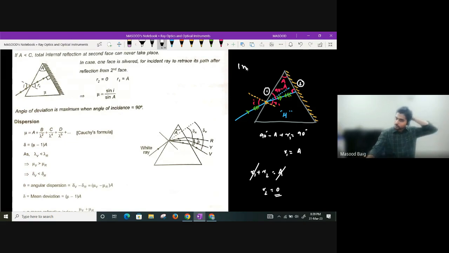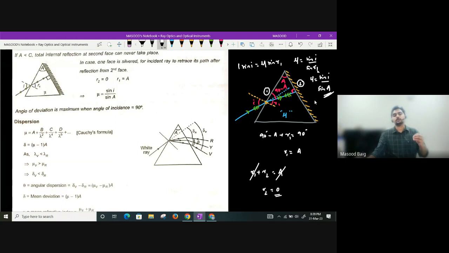So I can write 1 into sine I will be equal to mu into sine R1. So what will mu value be? It is sine I divided by sine R1. And what is R1 we got, guys? R1 we got as A, so sine A. Clear, all of you? So directly you will be asked this question. Angle of incidence may be given and prism angle may be given. They will ask you this condition: for the incident ray to retrace its path back, what should be the refractive index of the prism? It should be sine I divided by sine A. Clear, all of you? Is that clear, everyone? Yes, sir.